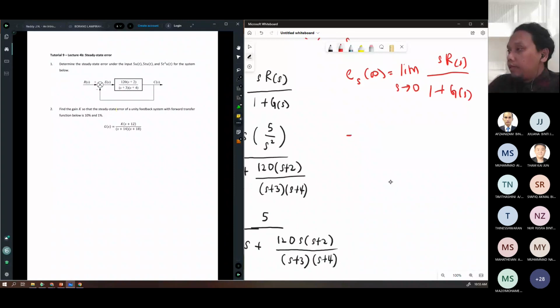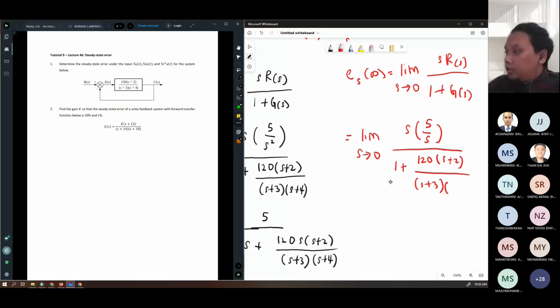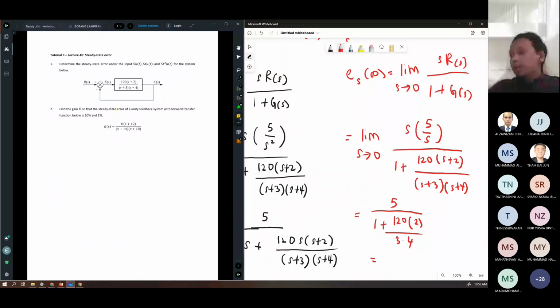So you get 5 over s over 1 plus 120 times (s plus 2) over (s plus 3) times (s plus 4), and then just substitute s equals 0. So you get 5 over 1 plus 120 times 2 over 3 times 4. Okay, you can calculate by calculator. So you get the steady state error for step input equals 5 over 21. Okay, that's it for this.